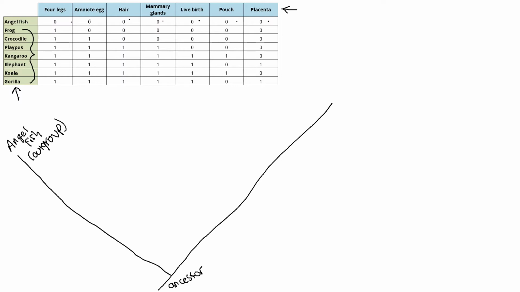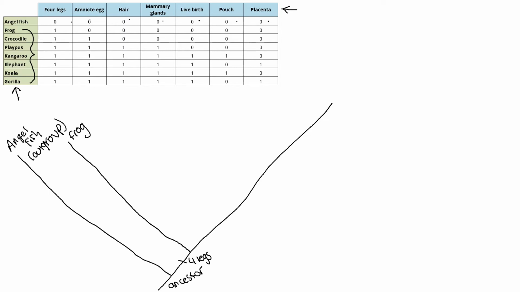Now look, our data is organized very nicely for us. The next organism that has a particular trait but doesn't have any of the other traits is the frog. The frog has four legs, and if we look at this, every other organism has four legs too. So that happens early on during the evolution of these organisms. We'll put four legs here. Another term for that is tetrapod. Remember, tetra means four and pod is feet. So we have frog here, and frog doesn't have any other characteristics.